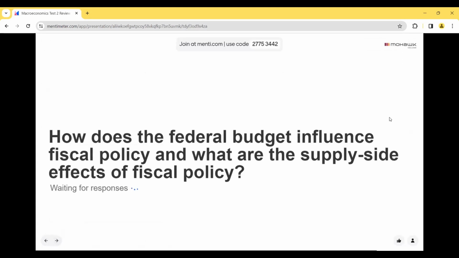So, how does the federal budget influence fiscal policy, and what are the supply side effects of fiscal policy?